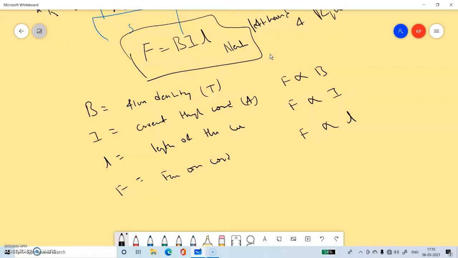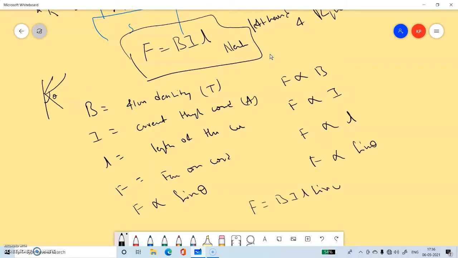For example, if the conductor is inclined at an angle, like this or like this, then another element comes into the picture, that is F is directly proportional to sine theta, the angle between the main magnetic flux and the force. So F is equal to B into I into L sine theta newtons. This is the magnitude of the force.